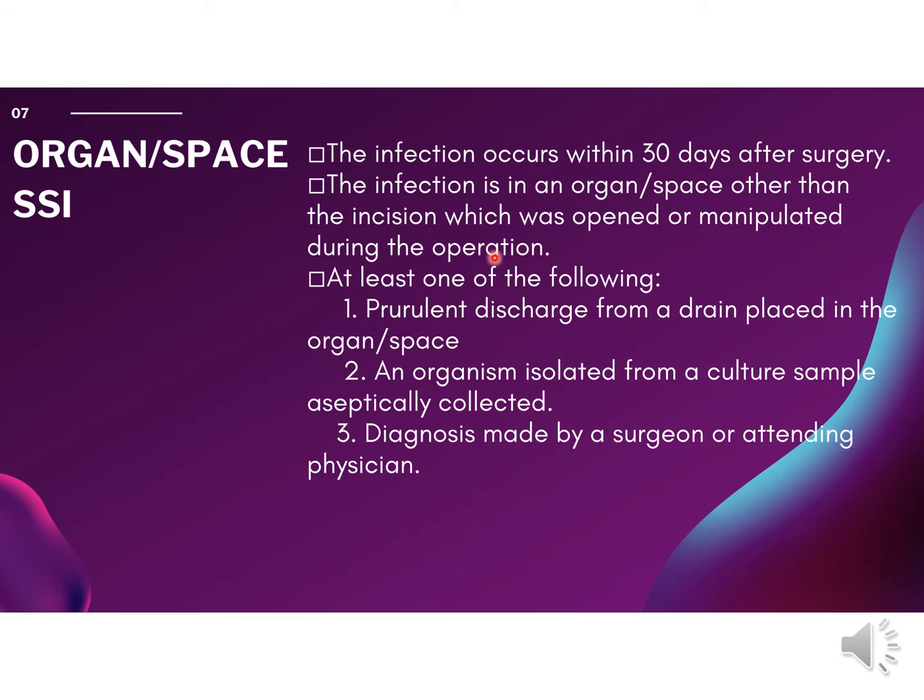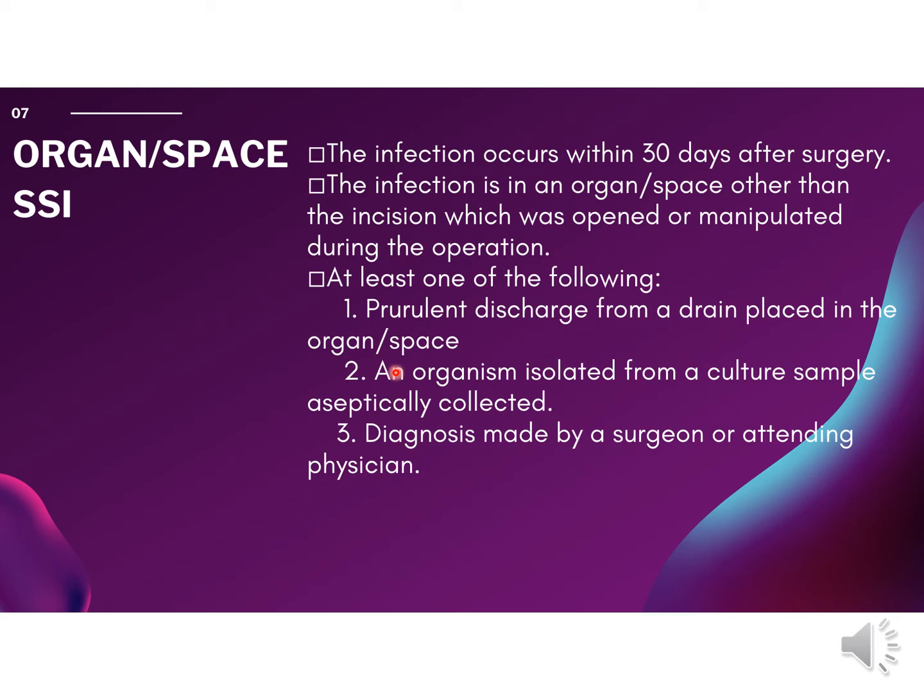So, organ space surgical site infection. This is an infection that occurs within 30 days after surgery. The infection is in the organ or space other than the incision which was opened or manipulated during the surgery. Then at least one of the following is seen: purulent discharge from a drain placed in the organ or space. So unlike incisional surgical site infection, you will not see the purulent discharge on the surface. You only see it when a drain is placed in situ in the organ or space.